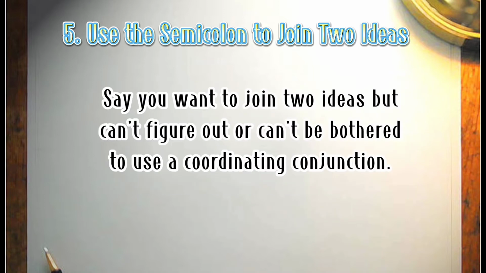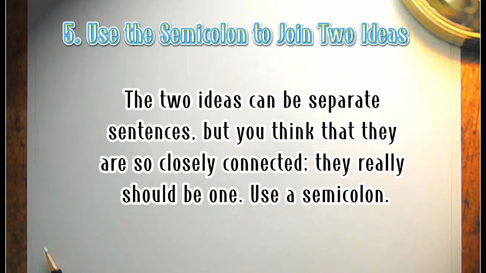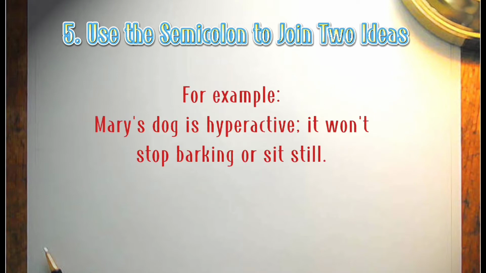Say you want to join two ideas but can't figure out or can't be bothered to use a coordinating conjunction. The two ideas can be separate sentences, but you think that they are so closely connected they really should be one. Use a semicolon. For example, Mary's dog is hyperactive; it won't stop barking or sit still. So, as you can see here, we are using the semicolon to join two ideas.